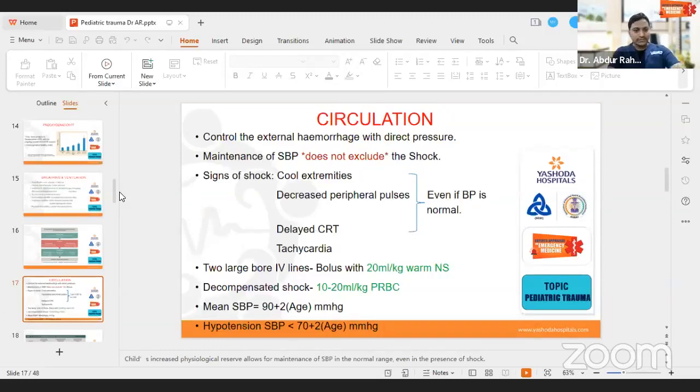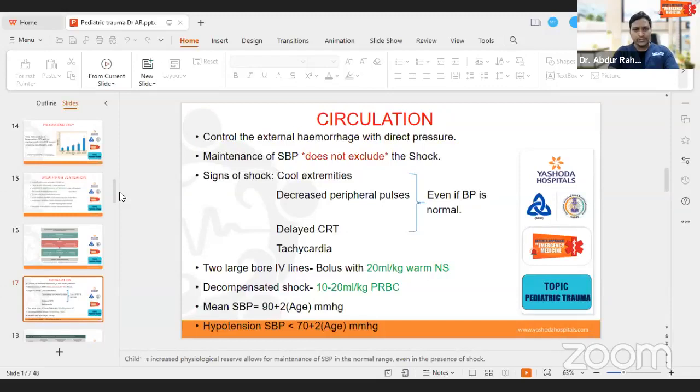So without wasting further time, we'll go for discussion. Today the topic will be pediatric trauma. This is just a brief outline of what we are going to discuss today. We'll be discussing the basic epidemiology of pediatric trauma, and what are the anatomical and physiological considerations to be kept in mind while dealing with pediatric trauma, the approach to primary survey and secondary survey, and systemic injuries like traumatic brain injury and thoracoabdominal injuries.